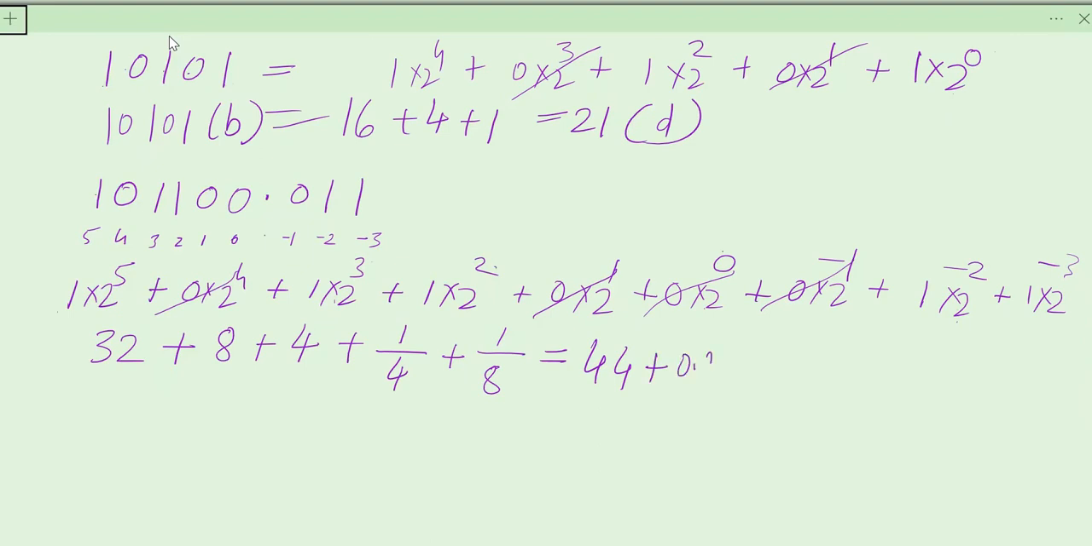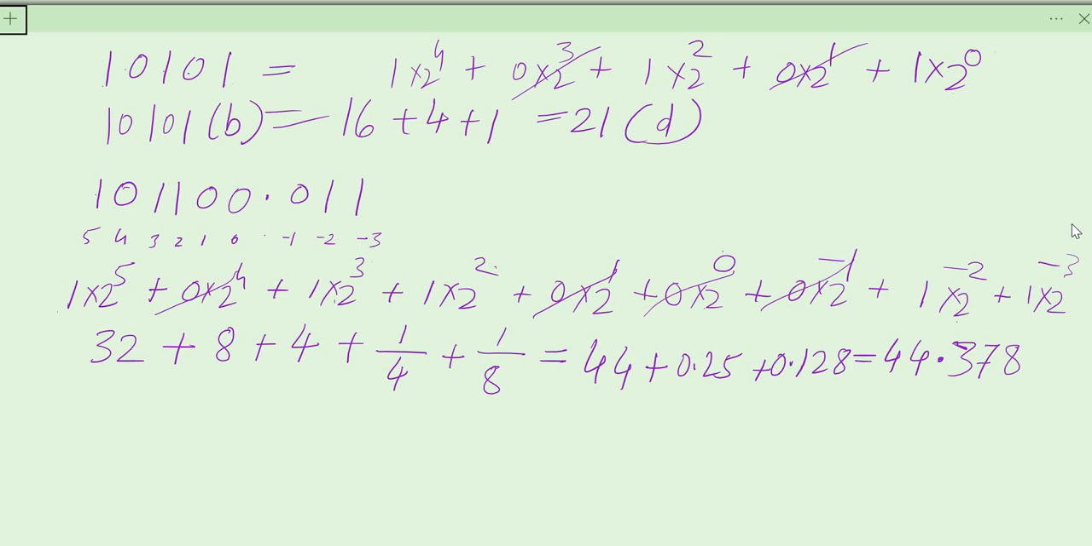1/4 is, we know, 0.25. 1 by 8 also we know, 0.125. So add all of them. We get 44 point, then 2 plus 1 is 3, then 7 and 8. This will be the answer: 44.375. Yes, this is the answer. So this will be the expansion.